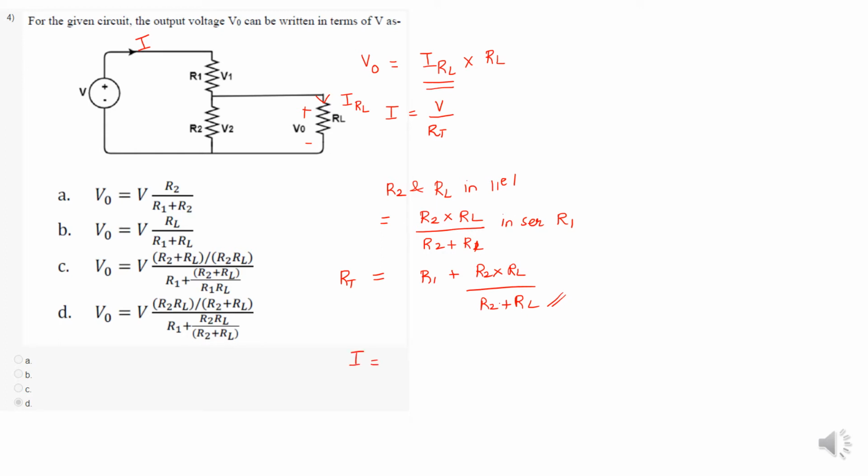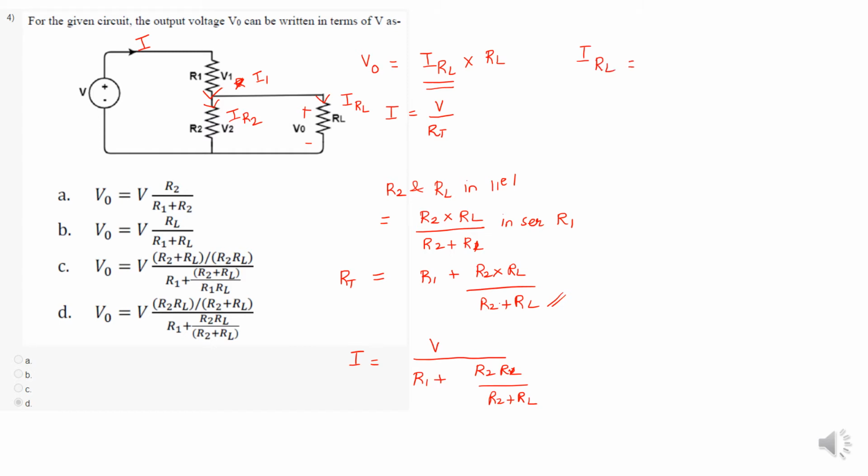Next, I am going to find the total current. V divided by the total resistance, which is R1 plus R2 RL divided by R2 plus RL. Now the current is found. The same current flows through resistance R1, and this is divided into two parts. One current flows through R2 and the other flows through RL. I am going to find IRL only.